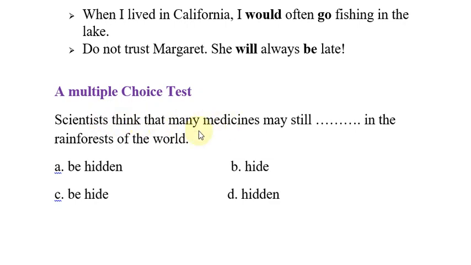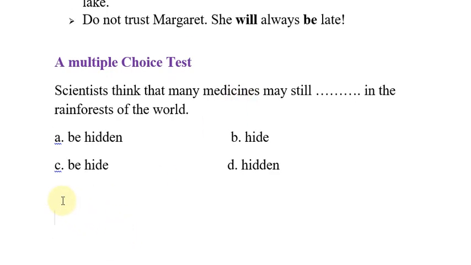Some scientists think that many medicines may still, well, we have the word may here. And here the main verb is hide. Well, it is quite clear that medicines cannot hide themselves. Medicine is not the subject. Medicines cannot hide themselves. So this part is not active. This part is passive. Now, when we have passive, you know that we should use the third part of the verb. We have hide, hid, hidden.